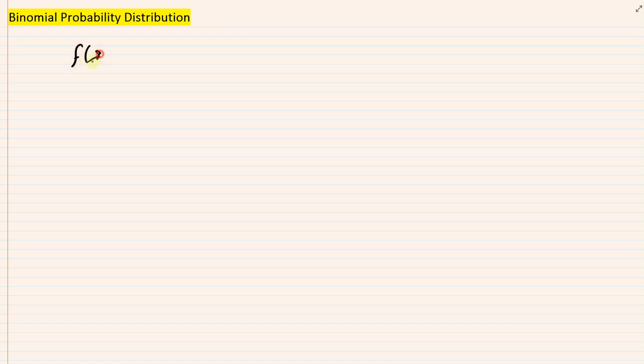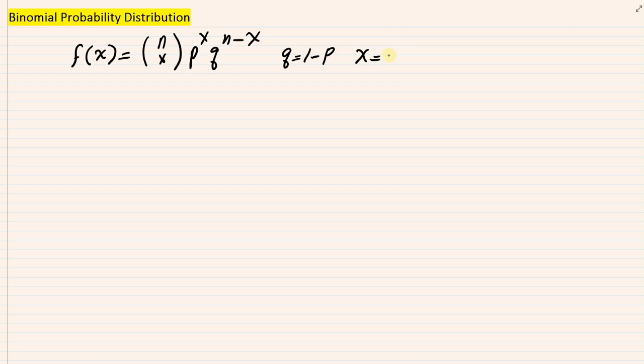So we're going to go with f of x. The probability distribution function is given by n choose x, p to the x, q to the n minus x. Here, as you know, q is 1 minus p, and x, the number of successes, ranges from 0 to the number of trials. And of course the random variable x here is the number of successes in n trials.